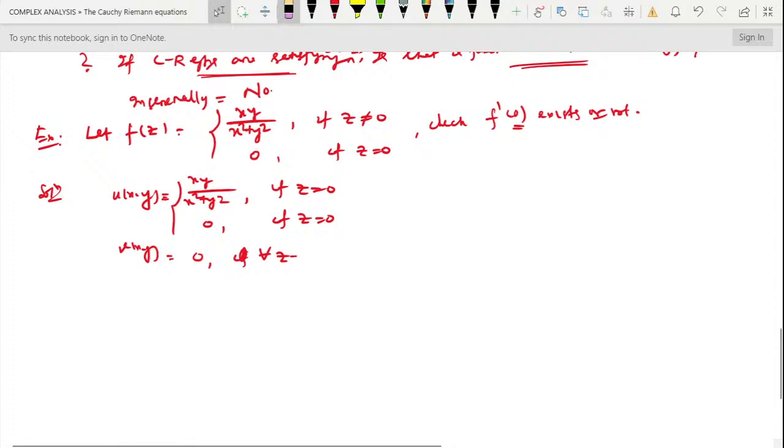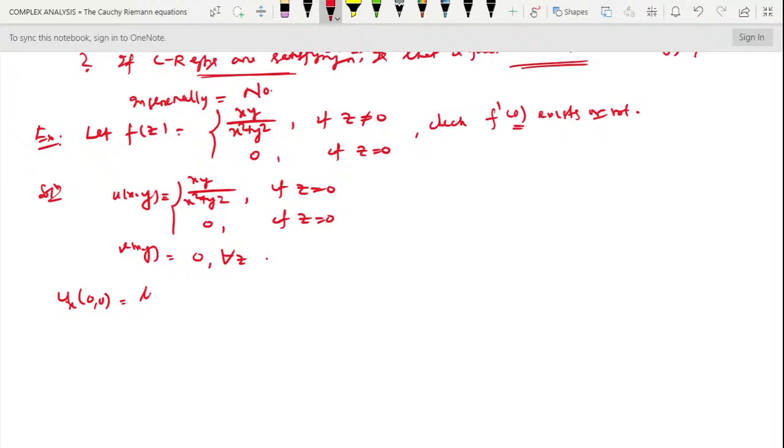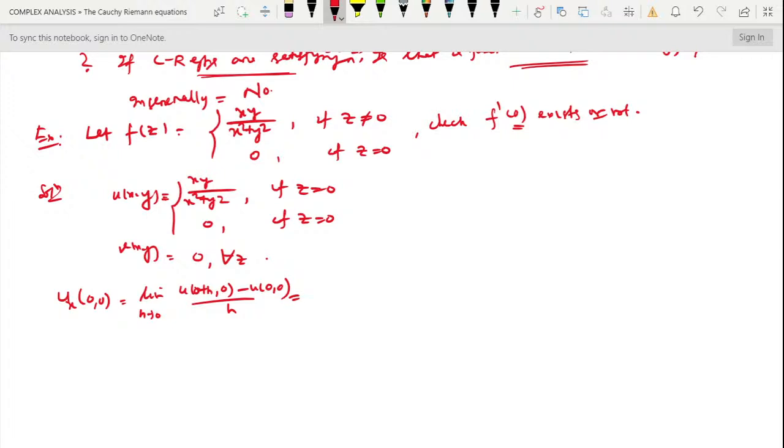Calculate what is ux at (0, 0). You know the formula for ux at (0, 0). This is the limit as h goes to 0 of u(0 + h, 0) minus u(0, 0), divided by h.